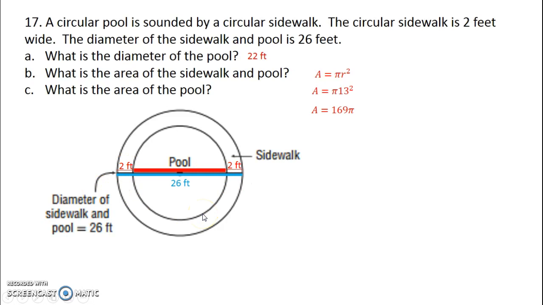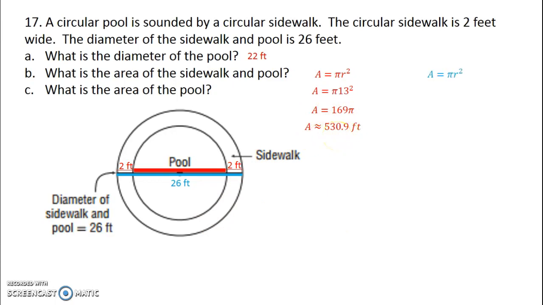If the sidewalk and the pool's diameter is 26 feet, we'd want half of that for the radius. We would use 13 feet for our radius. So I gave my in terms of pi answer. It's 169 pi. They didn't ask for the format, so I also got to the nearest tenth. In my calculator, I typed it in, I used the pi button, I got 530.9. If it doesn't state, I want you to find both in terms of pi and to the nearest tenth.